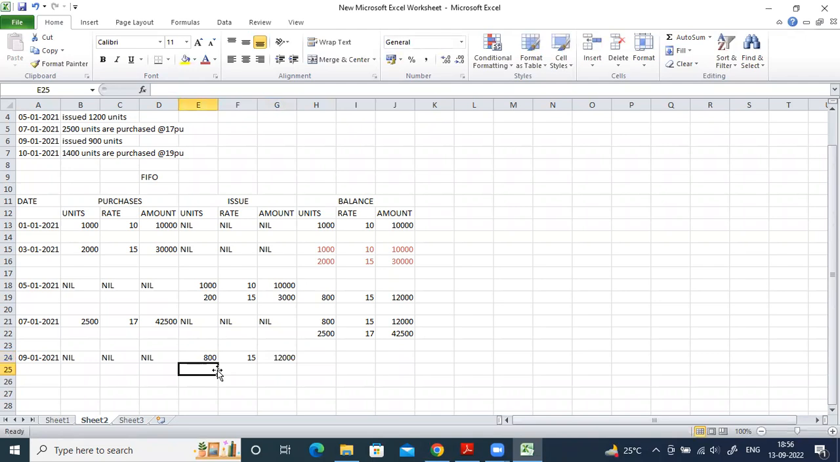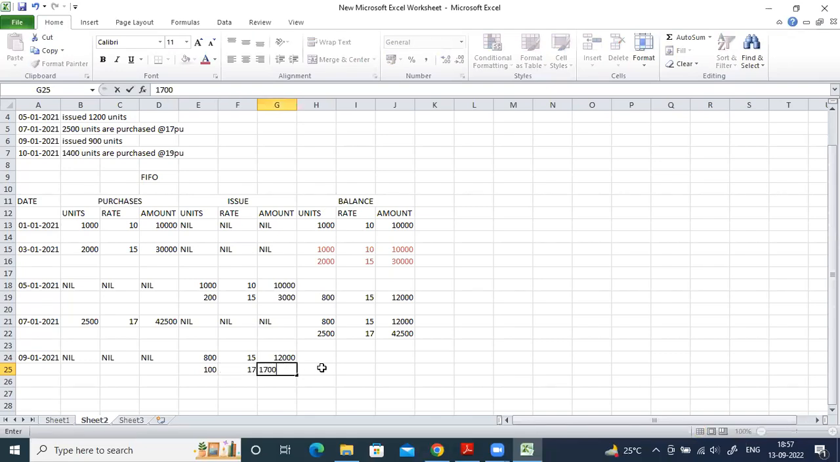And then we need how much stock now? Because we issued 900, we completely used the first lot of 800. On 9th January, how much we are issuing? 900 units, right? Out of this 900, the first lot we have only 800 units. So that's why complete 800 we issued. Then we need extra how much stock? 100 units, right? So 100 from where we need to take? As you said, from 2,500 we need to take. 17, so 1,700.